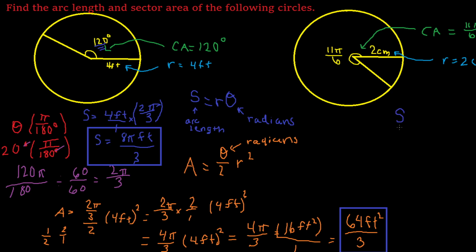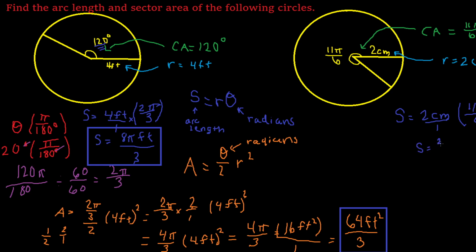Well, or let's not do the sector area, let's do the arc length first. So the arc length of this. Arc length is represented by S. We take our radius, which is 2 centimeters. We take our central angle. Since it's already in radians, we're good. Which is going to be 11 pi over 6. Well, all we need to do is the multiplication, so set that over 1. 2 centimeters times 11 pi.